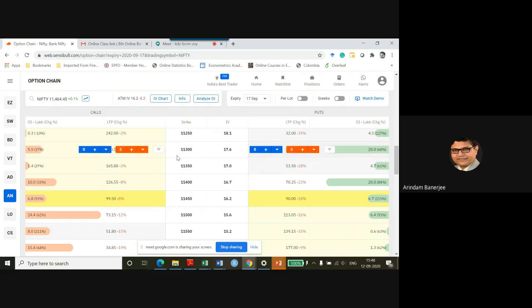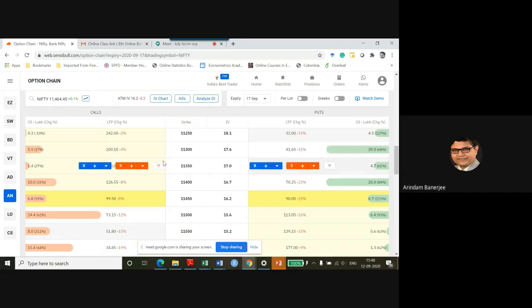Now, suppose I am the buyer and I wish to buy this call, whose strike is 11,300 and which is going to expire on 17 September, I will need to pay this 200.1. This 200.1 is the premium. Now this premium is the composite of two factors. One is intrinsic value and the other one is the time value. This intrinsic value is the difference between spot and strike. So that's what we did here.